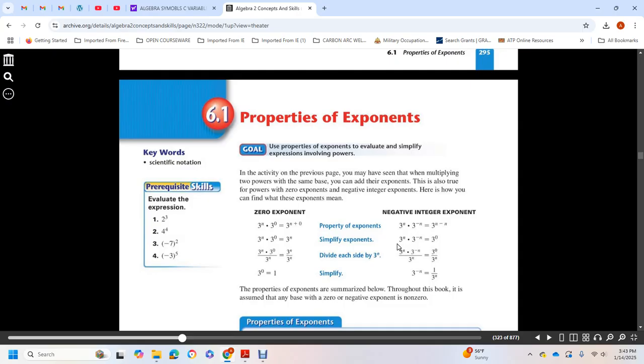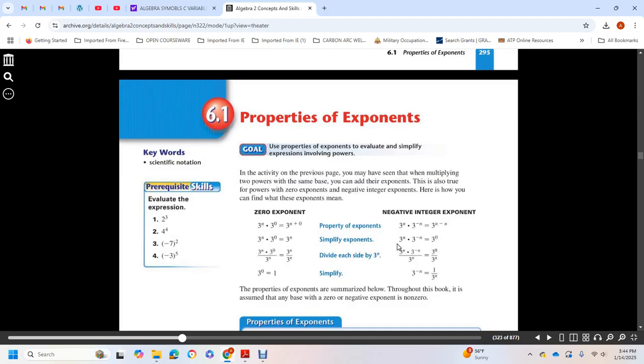So 3 to the nth times 3 to the 0 is equal to 3 to the nth plus 0. Extending the properties to negative integers, 3 to the nth times 3 to the negative nth equals 3 to the nth minus nth. 3 to the nth times 3 to 0 is equal to 3 to the nth. Simplifying, 3 to the 0 power equals 3 to the nth over 3 to the nth. Divide each side by 3 to the nth.